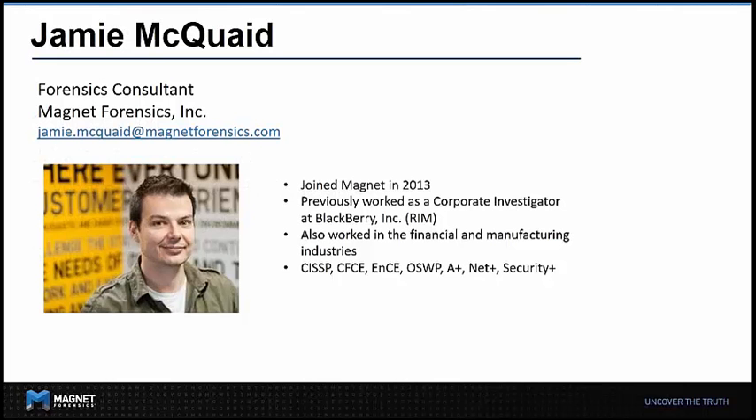So let's jump right into it. Melissa mentioned my name is Jamie McQuaig, and I'm a forensic consultant with Magnet Forensics. I came on board to the Magnet team back in 2013. Before that, I worked as a corporate investigator for BlackBerry. So I did both technical and forensic investigations with them, a broad range of different case types, anything from policy violations, HR investigations, IP theft, hacking, intrusions, a lot of that stuff. So quite familiar with a lot of different corporate cases.